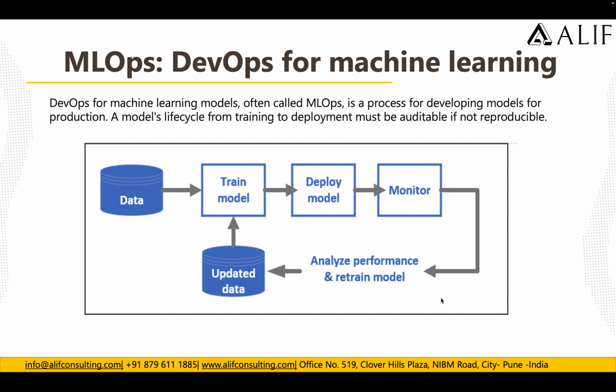So this is how the overall MLOps flow looks. You have data, and with that data you train the model, where you train the models according to the data, how the processes need to happen and what the response needs to be. Then you can deploy the model, and once you deploy the model, you can do the monitoring. So this is how the MLOps lifecycle works. Once you're monitoring it, you can analyze the performance and retrain the model, then update the data again and train the model again, and this cycle happens on a regular basis. So this is how MLOps works.